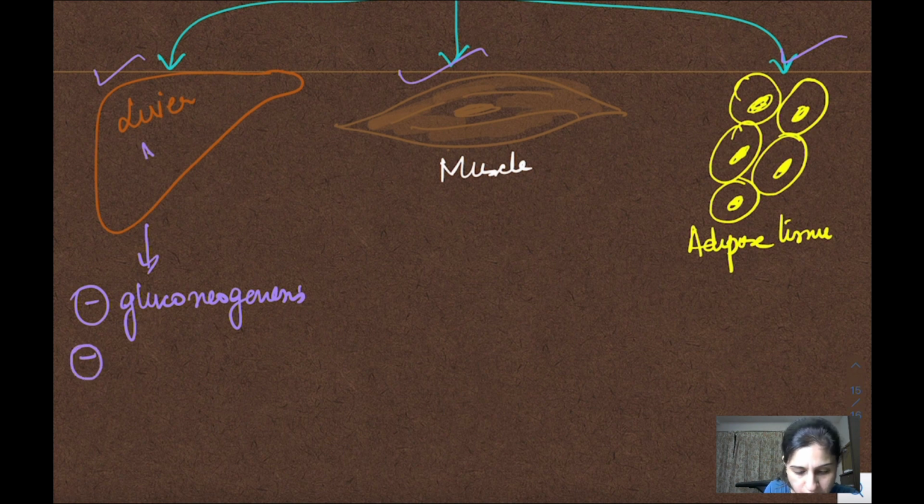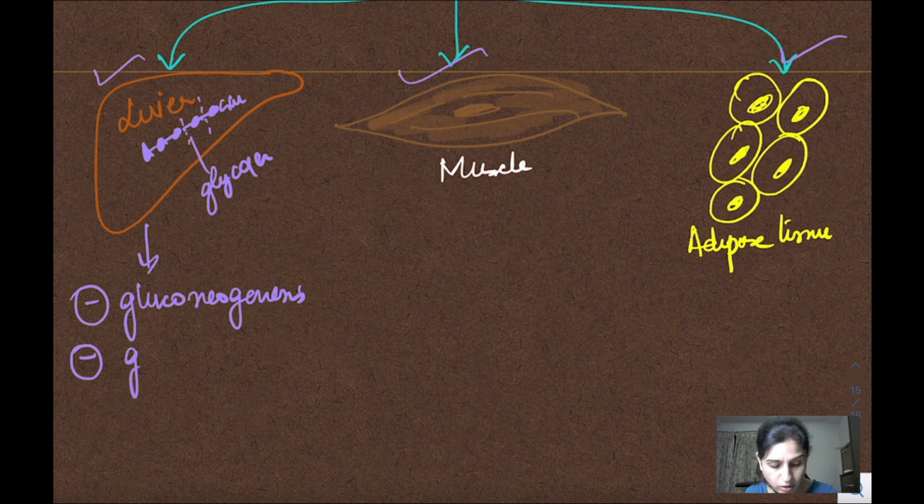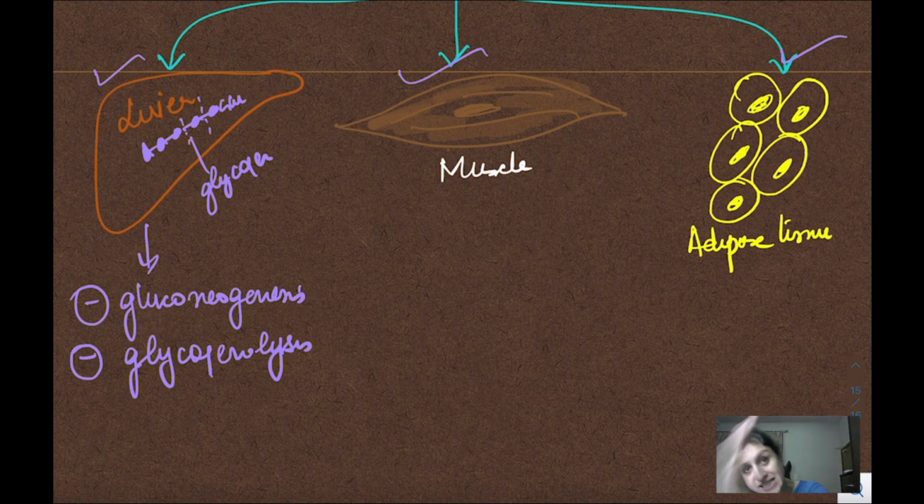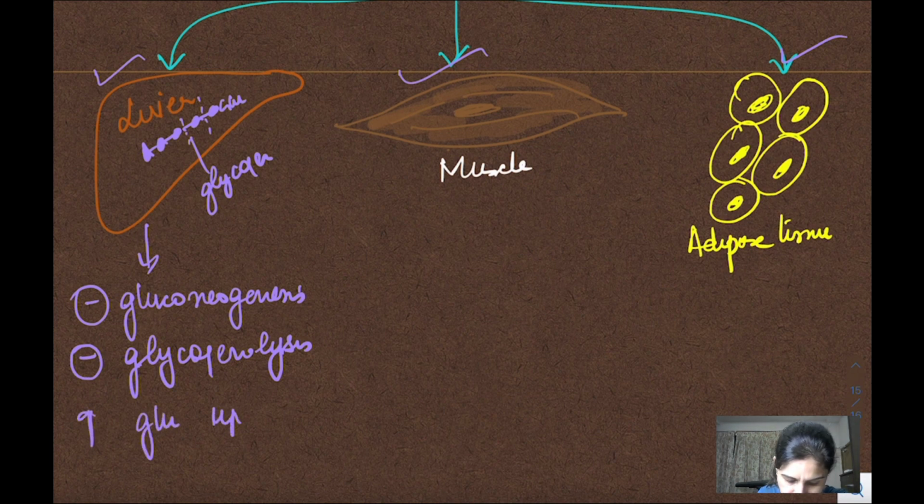So here glycogen is stored. Let's say this is the glycogen molecule. These are so many glucose molecules together, they are glycogen. So if this breaks down like this, then this is the glucose which can be released. So what is it going to do? Inhibit the breakdown of glycogen, and that is called glycogenolysis. Okay? So it inhibits the gluconeogenesis, it inhibits the glycogenolysis. And it promotes the glucose uptake. Simple on the liver.